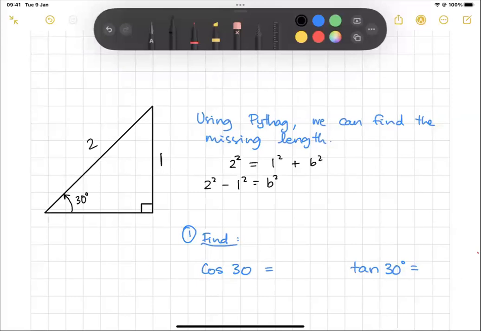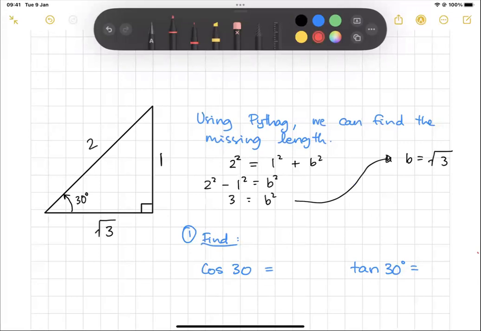2 squared equals 4, minus 1 squared, which is 1. 4 minus 1 should equal 3, so 3 equals b squared. I'm just going to write it down here. How to get rid of the squared? Super easy, you all should know. B should equal the square root of 3. So this should be the square root of 3.